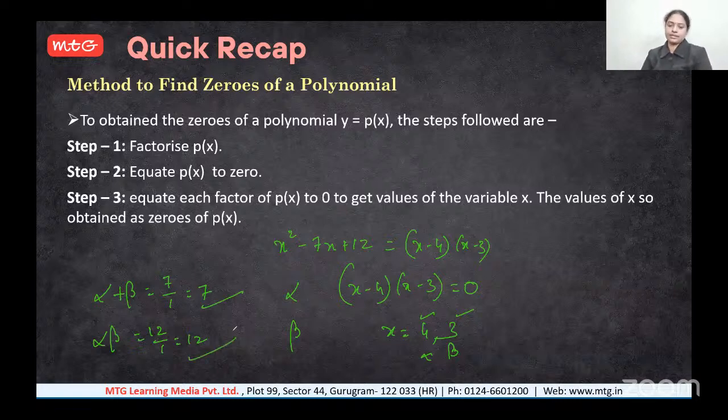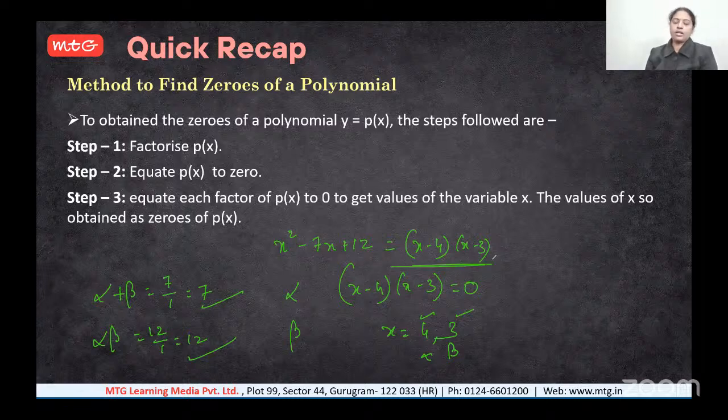So this method of factorizing you would have learned in class 9. Whatever it is, either quadratic or cubic, first factorize it, equate each factor to 0, and you will get the zeros.